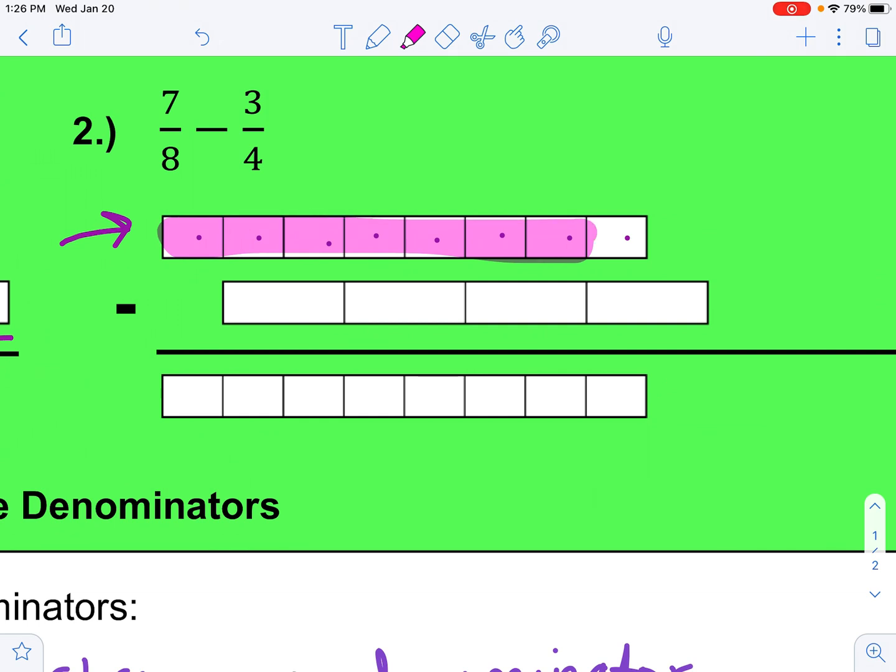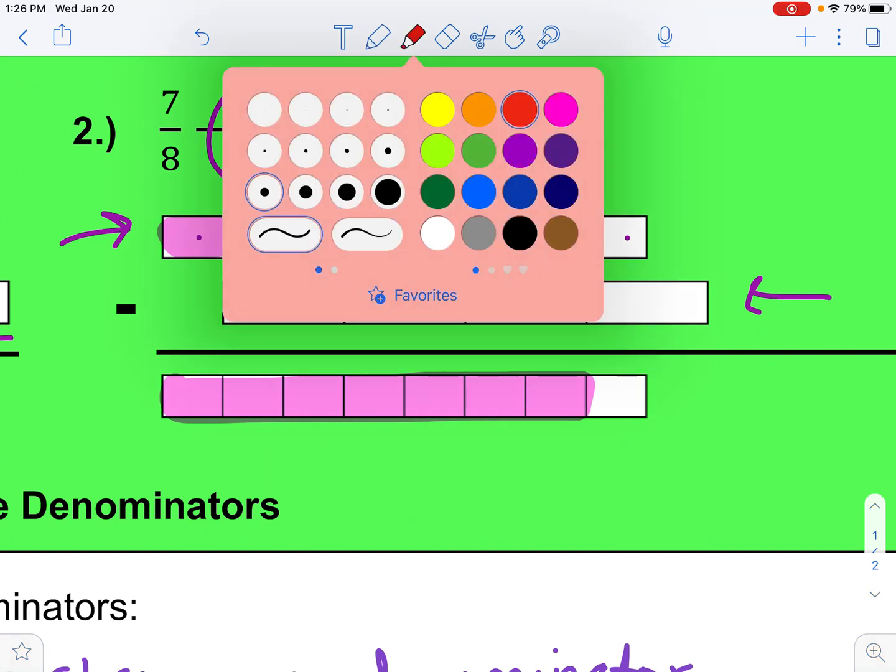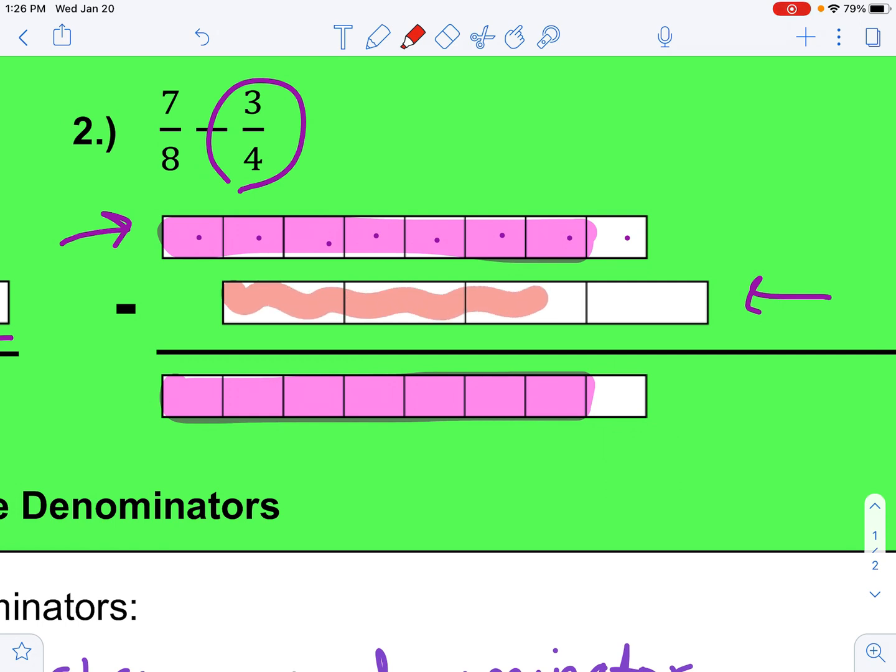Okay, now down in our answer, let's color in our 7/8. It's the exact same amount that we have shaded in the first one. And now this time we're subtracting 3/4. Okay, so let's look at our second fraction bar, or fraction line. It's divided into fourths, but we only want 3 of them colored in. So we're only talking about those 3.